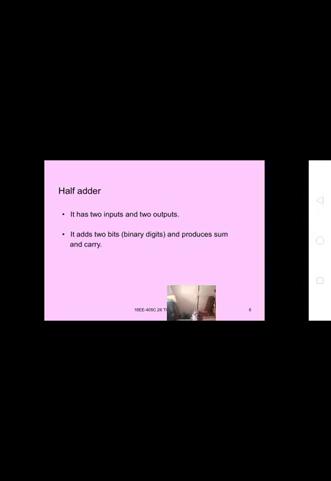Now we learn about the half adder. Half adder means it is a combinational logic circuit. It has two inputs and two outputs. The two inputs are bits, that is either 0 or 1 or both also. It adds two bits, that is binary digits, and produces two outputs, that is sum and carry. Input is binary digit 0 and 1, and output is sum and carry.